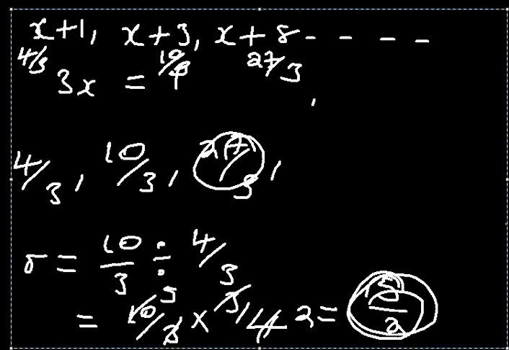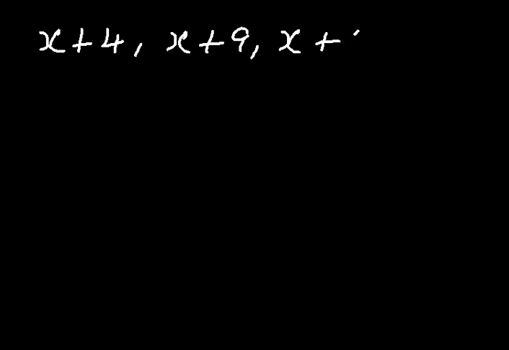You also think about this one as well. Let's say we have x plus 4, comma, x plus 9, comma, x plus 15. Let's say this is the geometric progression series. Now find the first 10 terms if this is the case.